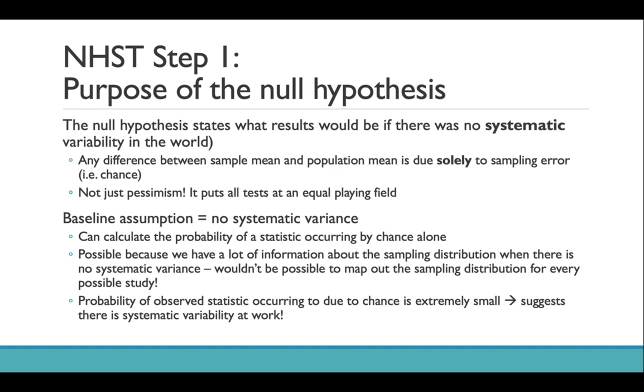And this means that if the probability of the observed statistic occurring due to chance is extremely small, it suggests that there is in fact systematic variability at work. We'll be returning to this theme many times as we go through this lecture.